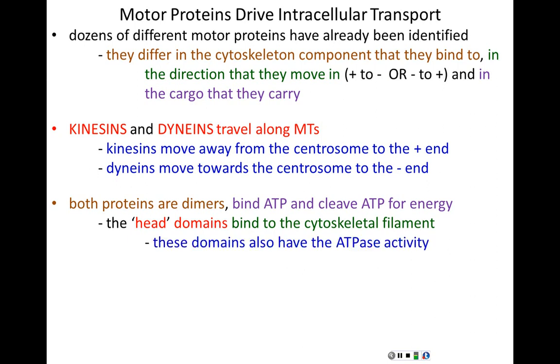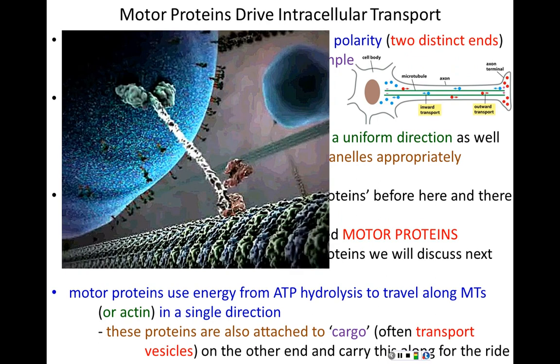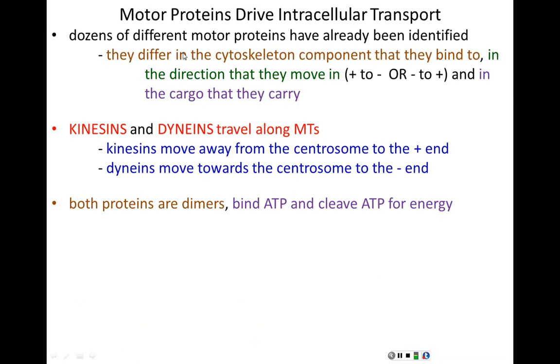These domains also have the ATPase activity. The tails of the protein are those that bind to the cargo. So I'm going to back up for a second. But these are the head regions of these walking proteins, and this is the tail of the protein in green, directly bound to the cargo being carried.